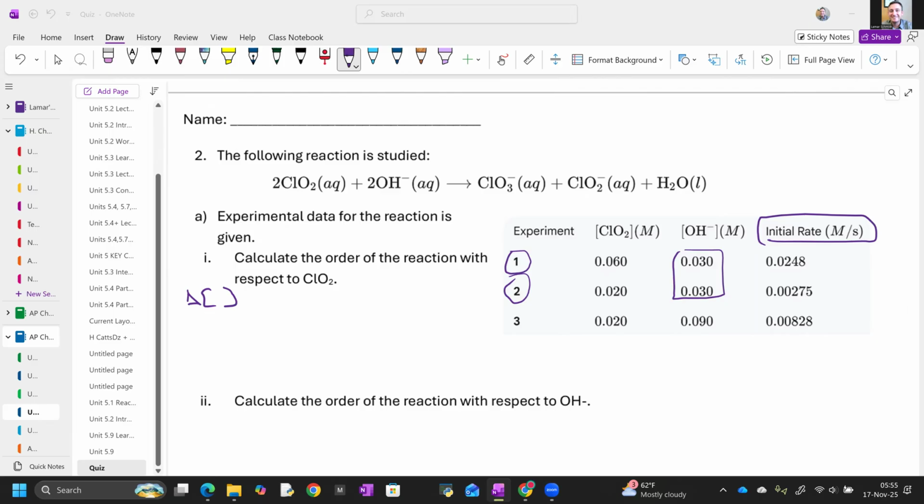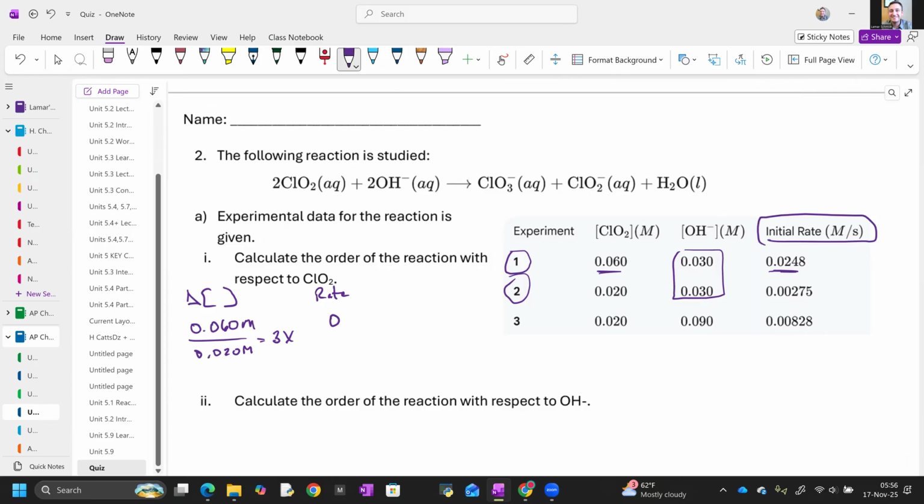So our concentration change in ClO2 is 0.060 over 0.020. Of course, we can put units here, but we know they're the same units, so they're going to cancel out. And so this is going to give us a value of 3, so the concentration changes by a factor of 3. Well, how did the rate change? So now we're going to have to plug these in. So notice we have 0.060 in the numerator. We have to use the rate for 0.060 in our numerator for rate.